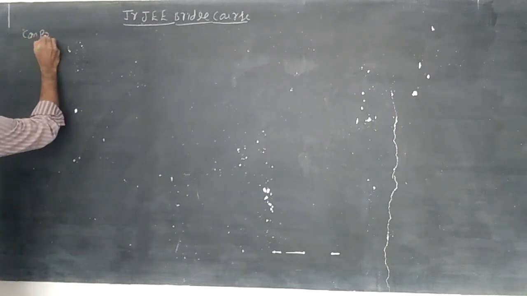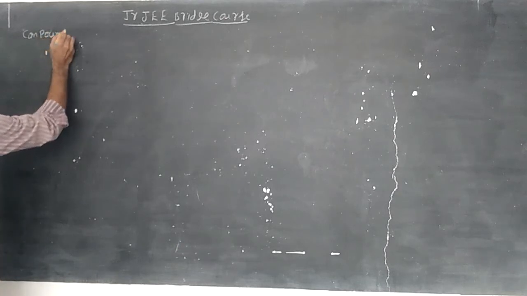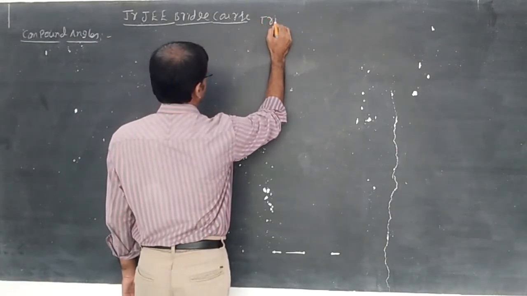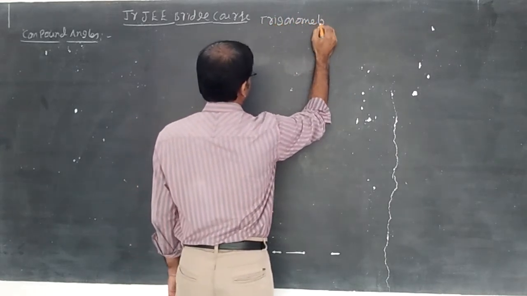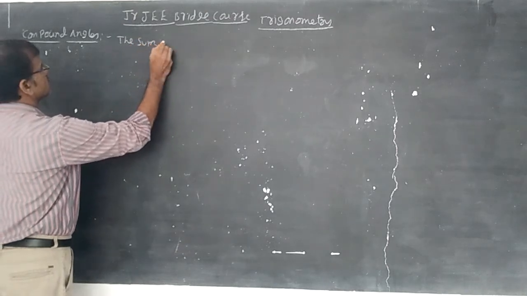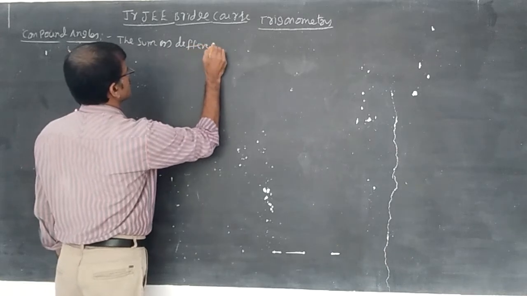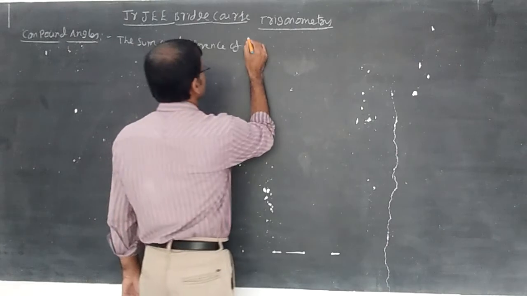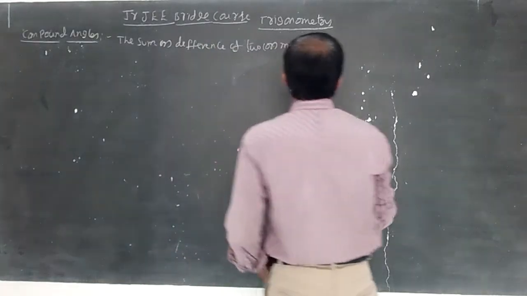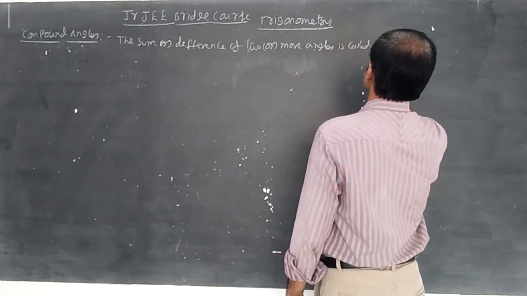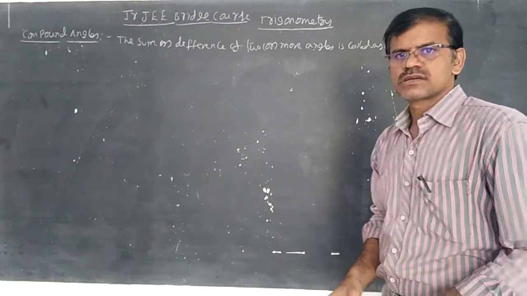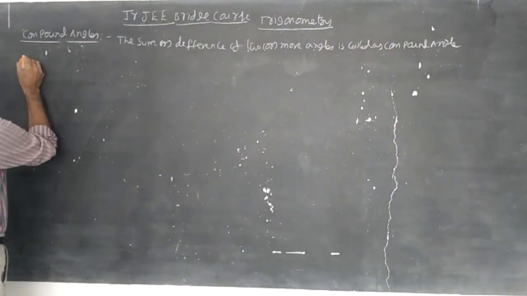In trigonometry, compound angles. The sum or difference of two or more angles is called a compound angle. So, depending upon the compound angle, we can discuss the formulas.